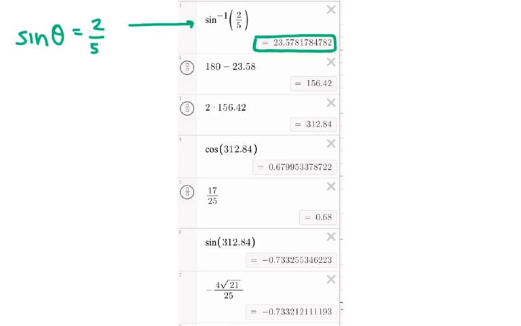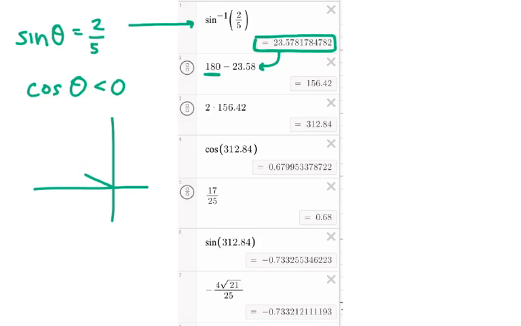Now, feel free to refer back, but we understood the original angle had to fall in quadrant 2, and that was because we were told at the beginning that cosine of theta was less than 0. So we knew we had to be somewhere in quadrant 2. This next calculation shows me backing off from 180 by about 23.58 degrees, and that produces a quadrant 2 angle of about 156.42. So 156.42 degrees is the actual original value of theta.